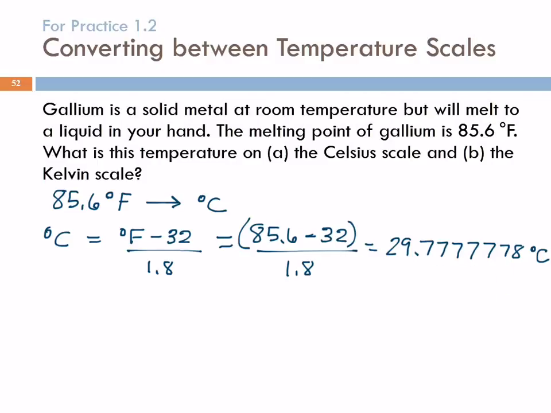Now, that's an awful lot of digits. We're going to talk about significant figures, but we don't really need to know those to do temperatures. Basically, what you want to do with a temperature is look and see what decimal place your starting temperature ends in. This is the first decimal place, the tenths place, and so then we're going to round this off to the tenths place as well. So we're going to say that's 29.8 degrees Celsius.